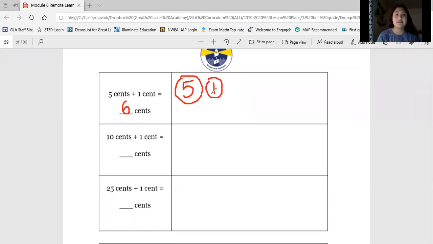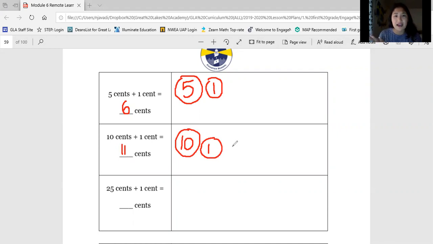Let's try another one. This one says 10 cents plus 1 cent equals, that's right, 10 plus 1 is equal to 11. So now we're drawing 11 cents. What coin is equal to 10 cents? That's right, 1 dime is equal to 10 cents. So I'm going to draw 1 dime. And what coin is equal to 1 cent? That's right, a penny. So I'll draw 1 penny. 1 dime plus 1 penny is equal to 11 cents.